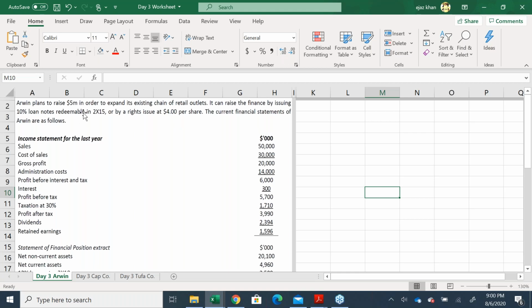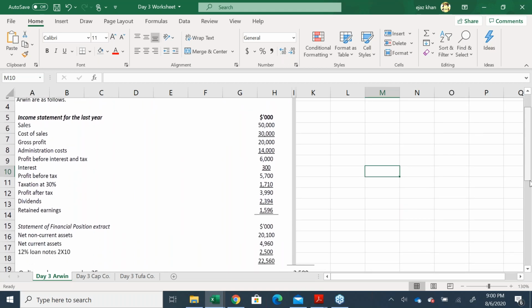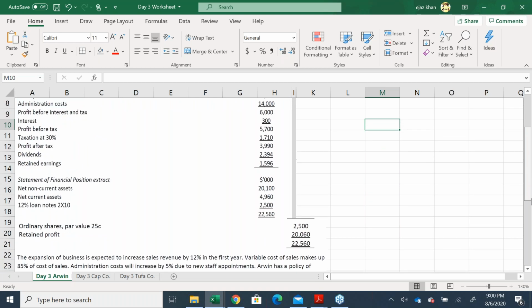So it's basically a source of finance question, and we have to evaluate different sources of finance. As you know, there are two major sources of finance. One is the equity for a business, and the other is a liability or debt. And within the debt, there are so many other types of debts. So in this question, it has a choice of either issuing new shares at a rights issue price of $4 per share, or issuing loan notes that will be redeemable in 2015 and will have an interest rate of 10%.